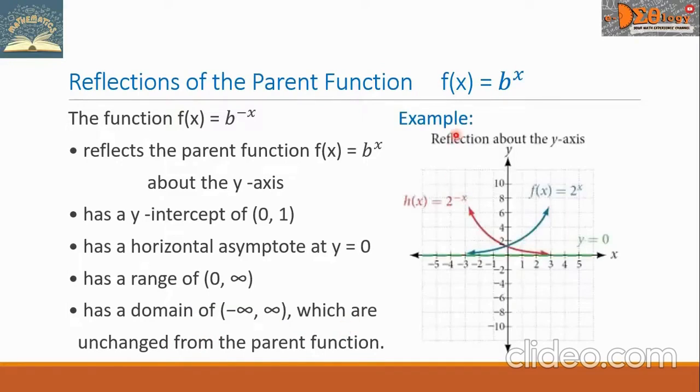Here is the example. We have the function f of x equals 2 raised to x. This is the parent function. Now, another function h of x equals 2 raised to negative x. This is now the function and a reflection of the parent function about the y-axis.